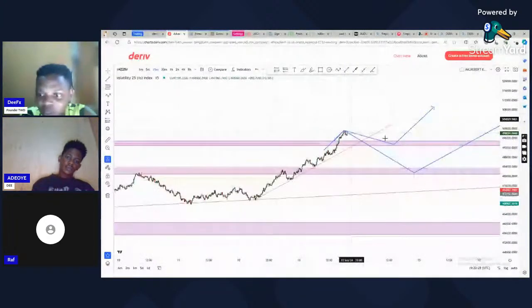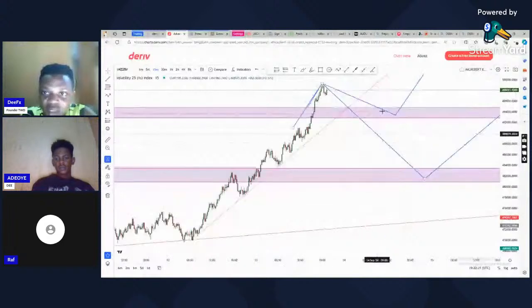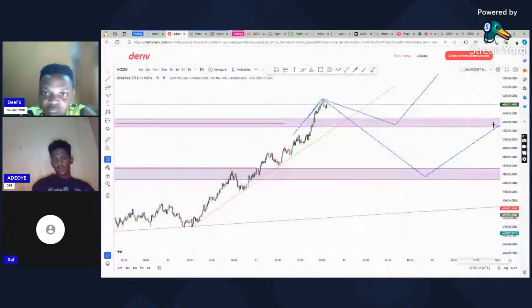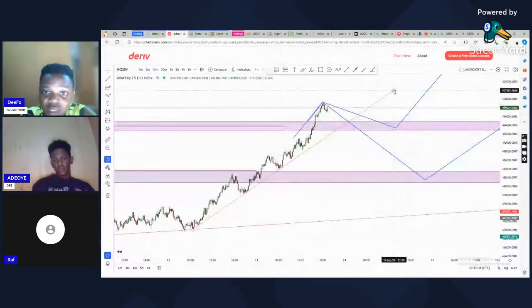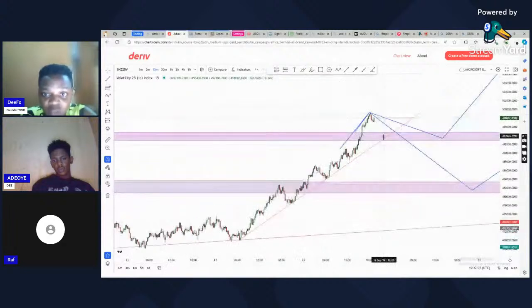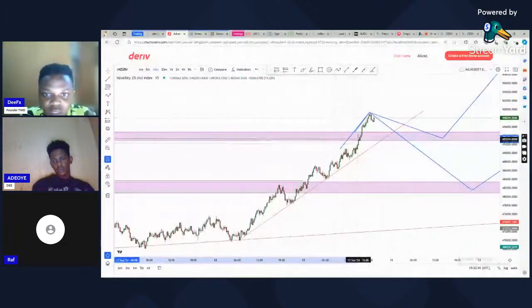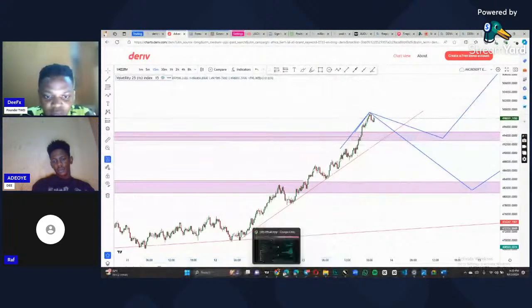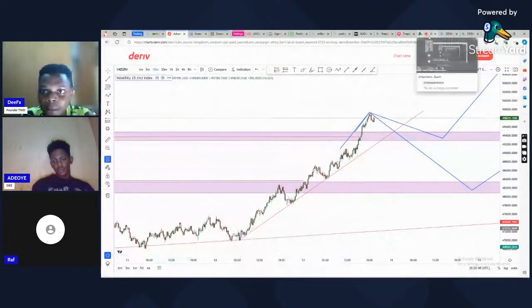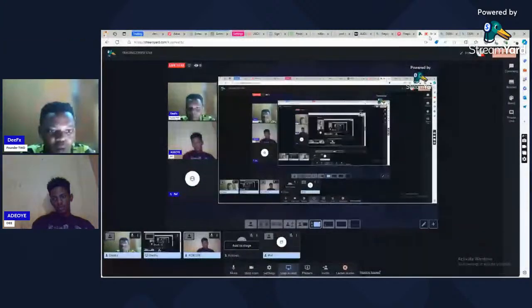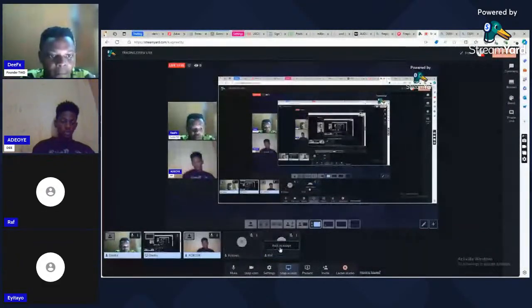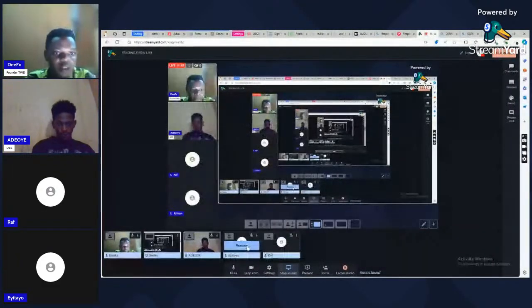You see the way I'm connecting my trend lines right there. So I'm looking out for a very good entry. If price retests it and gives me a very good confirmation in this zone, I'll look to buy. So I hope that's understandable, guys.